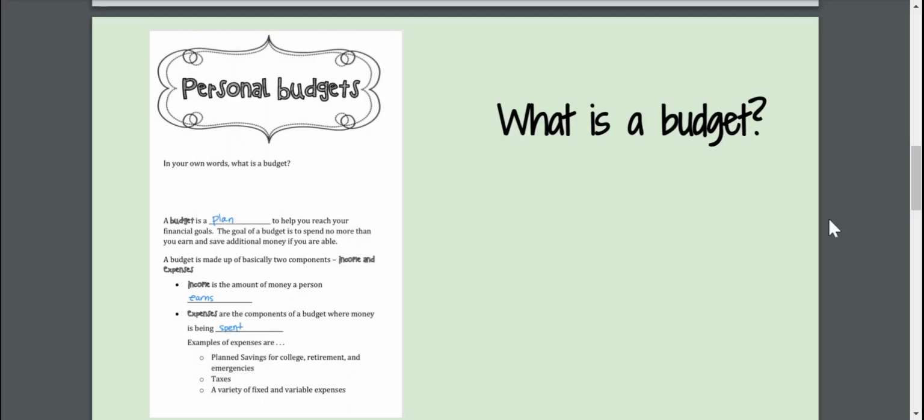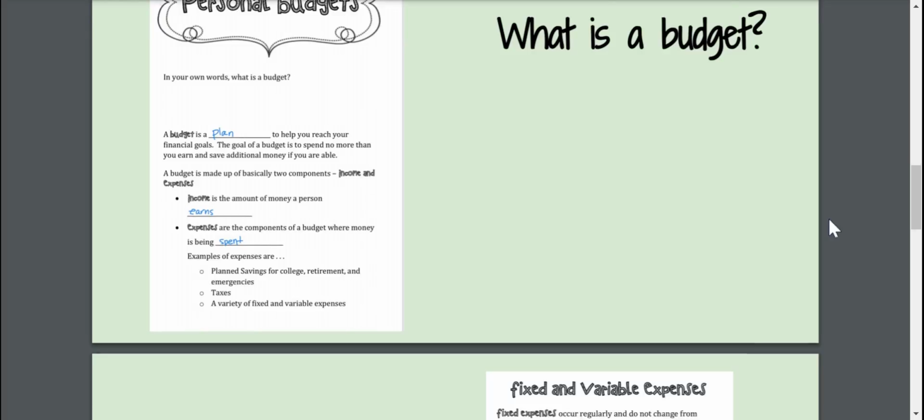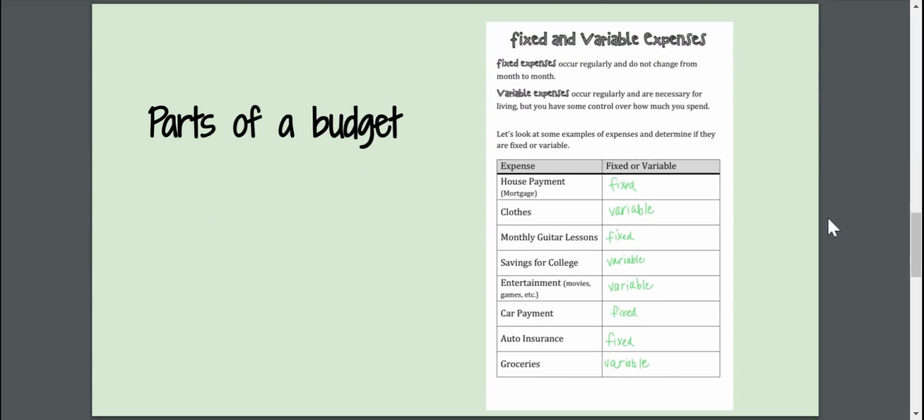There are lots of types of expenses, and in this video, we're going to look at two different categories, fixed and variable. A fixed expense occurs regularly and doesn't change from month to month. A variable expense occurs regularly and is necessary for living, but you have a little bit of control over how much you spend.